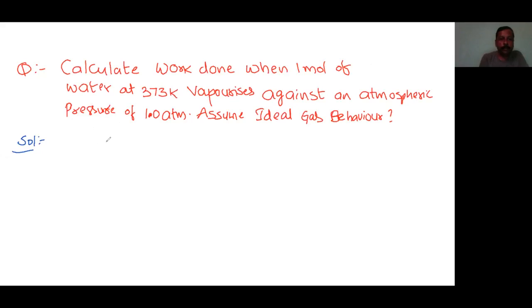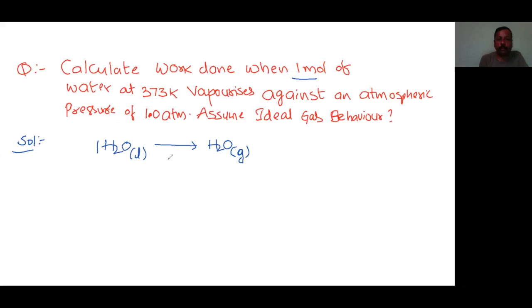First of all, water is evaporating. So during the evaporation, initial reactant will be water and product will be water. That is not a problem. But the problem is with the gaseous state. Here we have been given 1 mole. So this will be 1 mole of H2O liquid giving H2O gas.